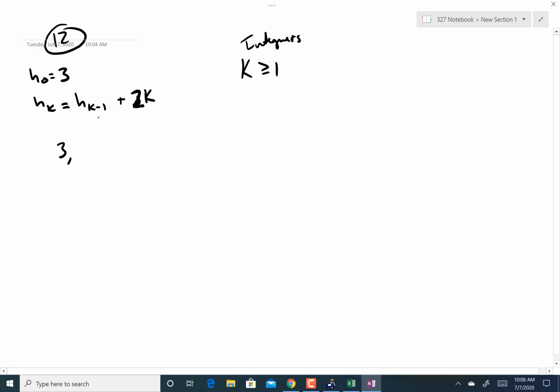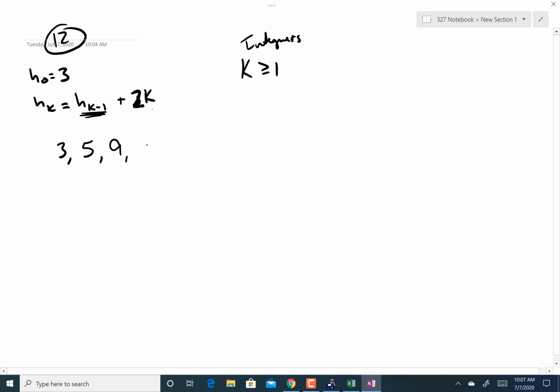Okay, think about what's happening here. We're taking a value and we're going to add 2 to it. Right off the bat, you're like, oh, this feels arithmetic. You're right, I think it does feel arithmetic, but be careful. So my first term is 3. And then I'm going to add 3 plus 2 times 1, which would be 5. And then I'm going to take the previous term, which is 5, and add 2 times 2, which is 4, so 5 plus 4 is 9.